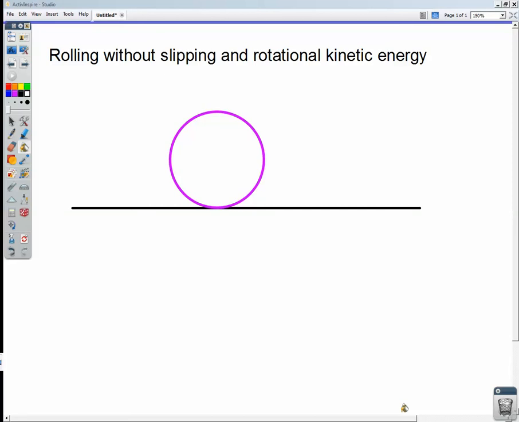Hello and welcome. Today we're going to look at rolling without slipping, and as a side note, we're going to look at rotational kinetic energy and solving problems using conservation of energy with things that are rolling.